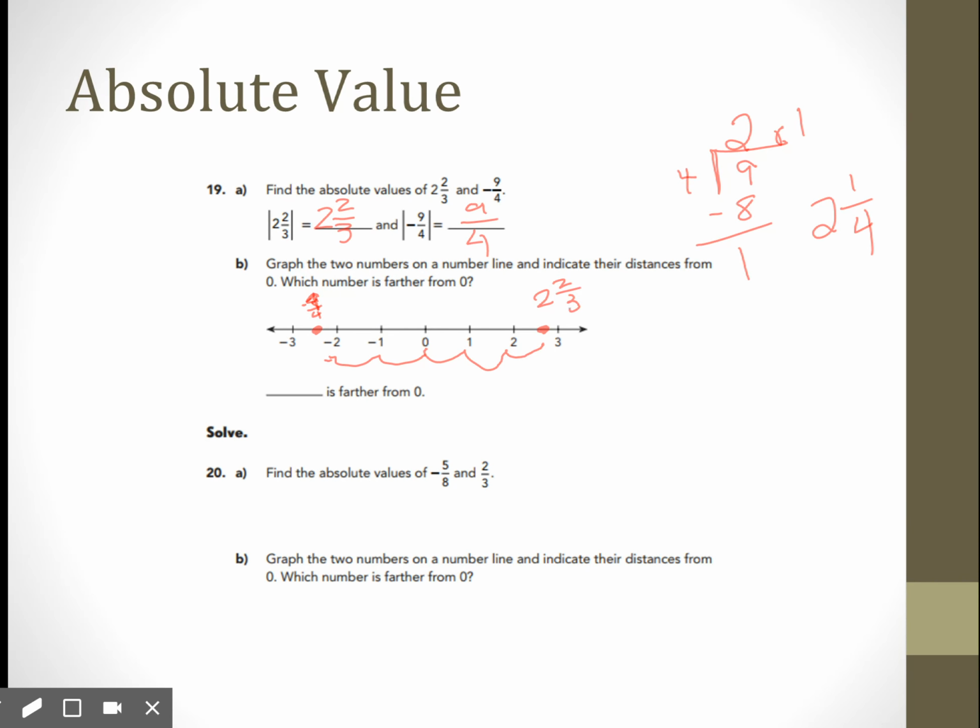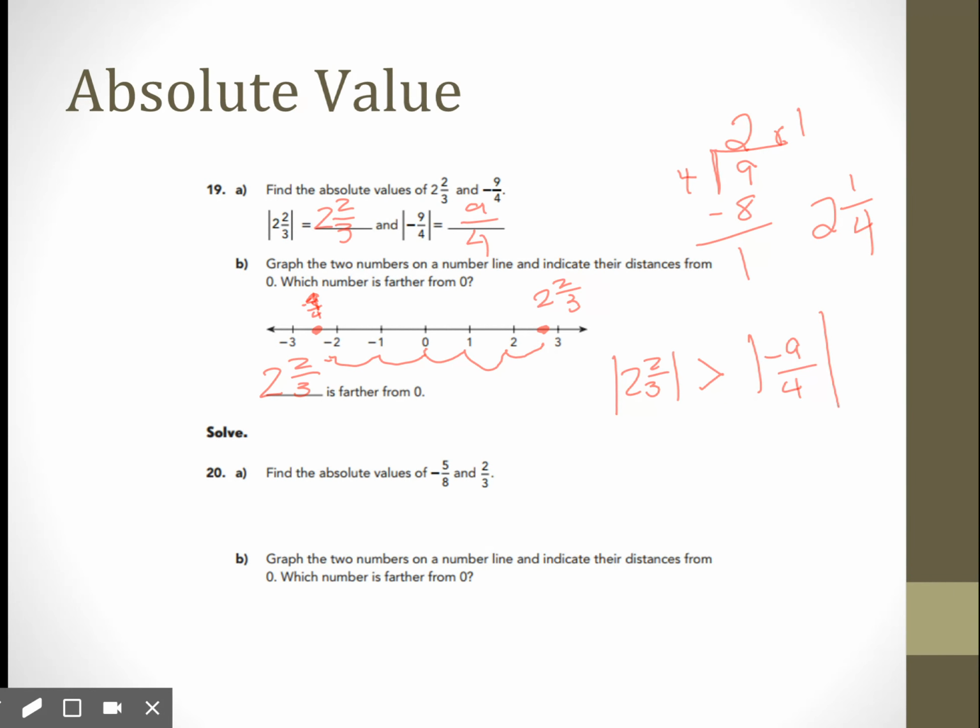So which is further from 0? I would say 2 2/3, just by using my diagram there. 2 2/3 is further from 0. So another way of saying that would be the absolute value of 2 2/3 is greater than the absolute value of negative 9/4.